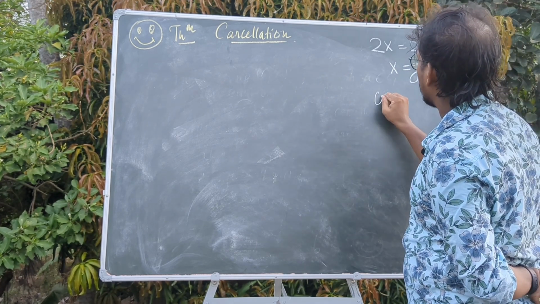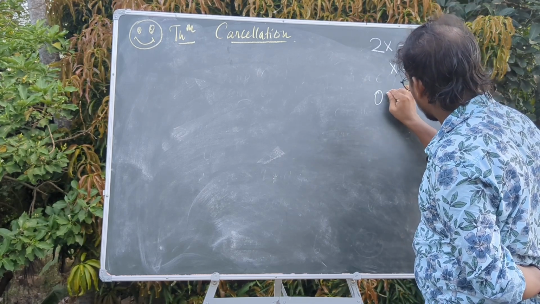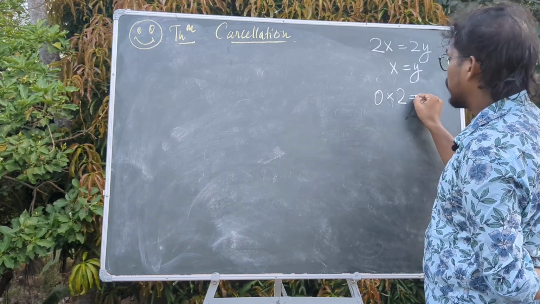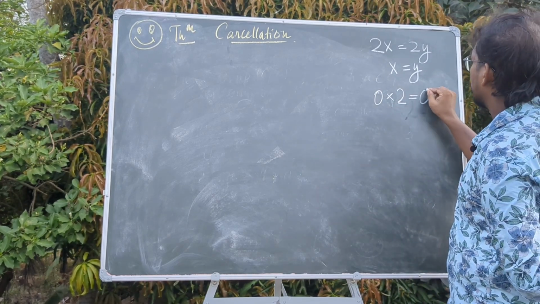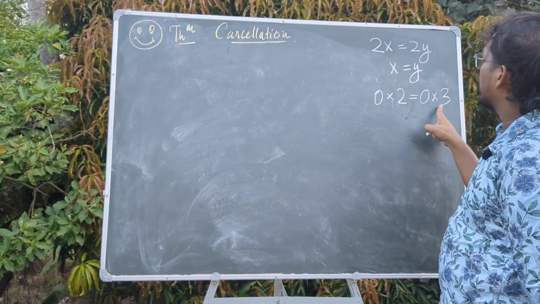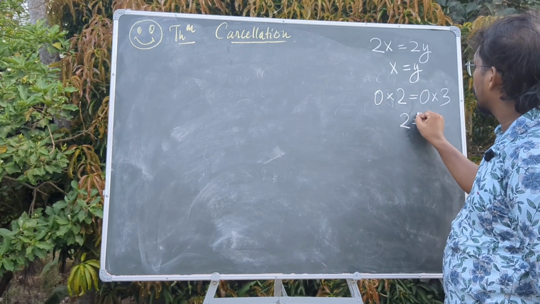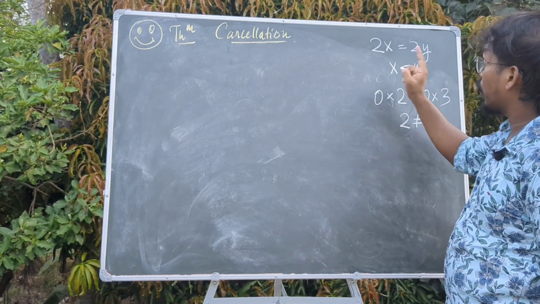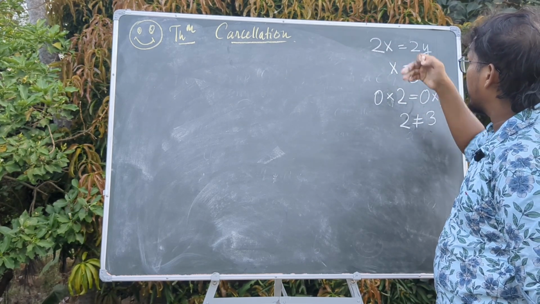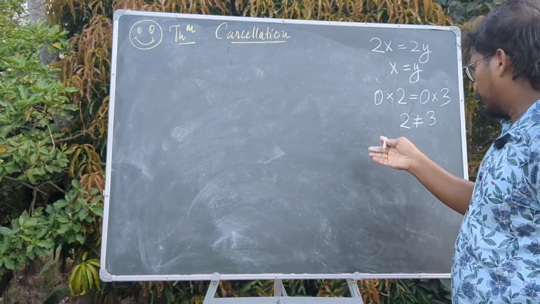Let us see. Suppose we have 0 times 2 is 0, and 0 times 3 is also 0. So left side and right side are equal, but we can't cancel 0 because 2 is not equal to 3. So we can't always cancel equal things from each side if they are multiplied. And the same holds for matrices.